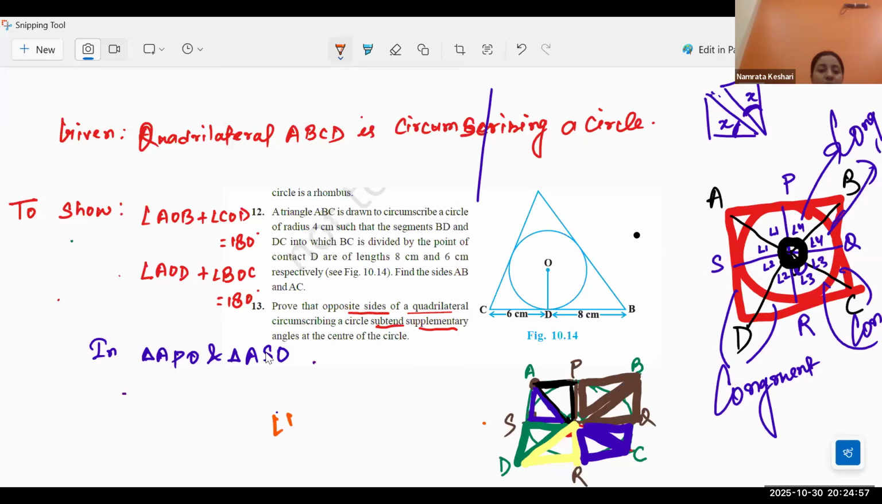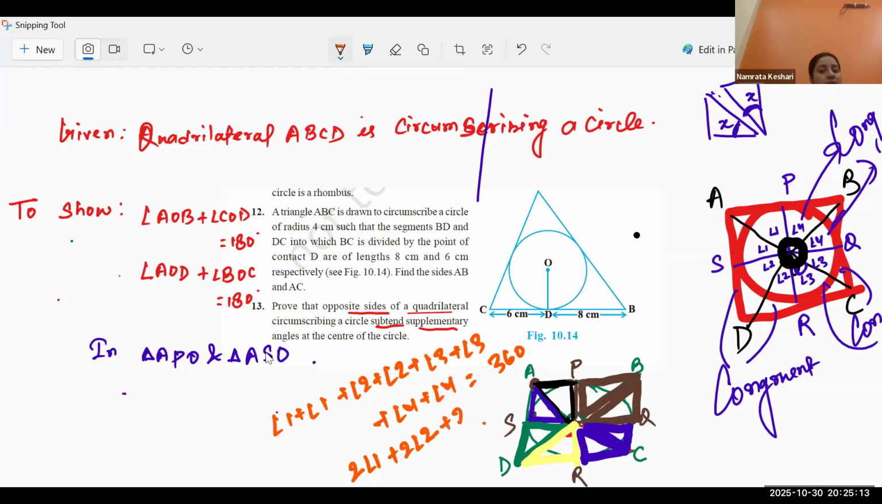Now you will say angle 1 plus angle 1 plus angle 2 plus angle 2 plus angle 3 plus angle 3 plus angle 4 plus angle 4, all together is 360 degrees. And from here we get 2 times angle 1 plus 2 times angle 2 plus 2 times angle 3 plus 2 times angle 4, all together is 360 degrees. And if we take 2 common from the left hand side, we will get angle 1 plus angle 2 plus angle 3 plus angle 4, that is 360 degrees by 2, which we will be shifting to the other side.